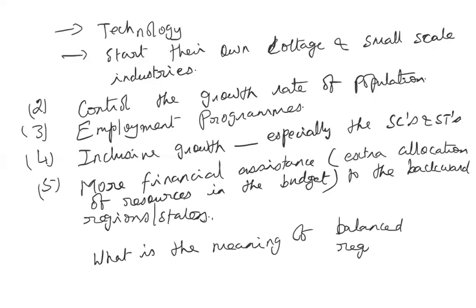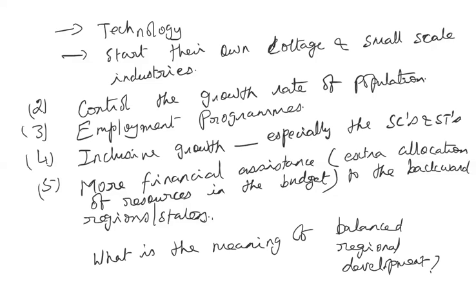So balanced regional development. Now, what is the meaning of balanced regional development? It is not that all the areas in the country are equal in every angle of development. It is not possible for all the states, all the regions in the country to have equal development, because we have already seen that natural resources differ from one region to another. Geographical conditions differ from one region to another. So it is not possible for all the regions in a country to be on an equal developmental process.